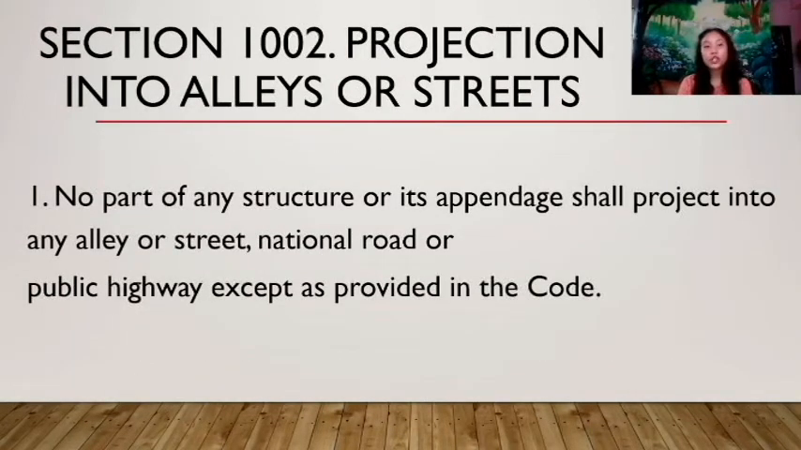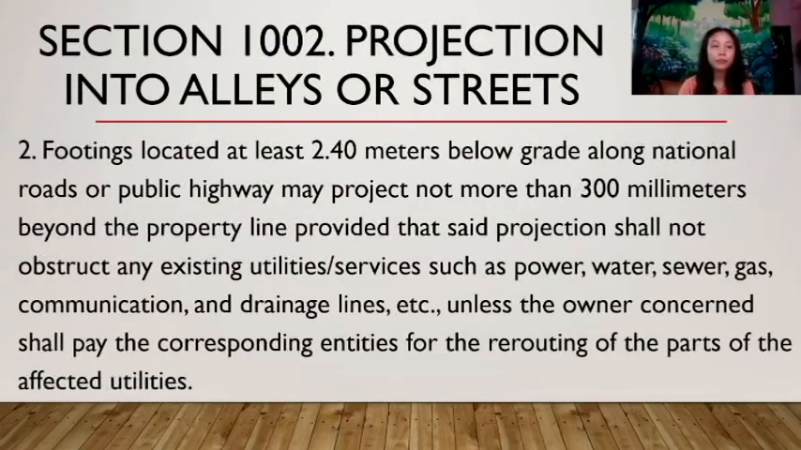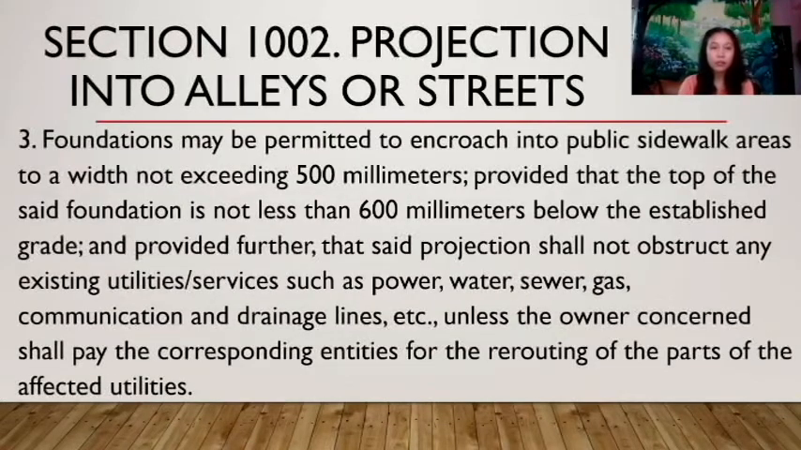Section 1002, Projection into alleys or street. Number 1, no part of any structure or its appendage shall project into any alley or street, national road, or public highway except as provided in the code. Number 2, footings located at least 2.40 meters below grade along national roads or public highway may project not more than 300 millimeters beyond the property line, provided that said projection shall not obstruct any existing utilities or services such as power, water, sewer, gas, communication, and drainage lines, etc., unless the owner concerned shall pay the corresponding entities for the rerouting of the parts of the affected utilities.